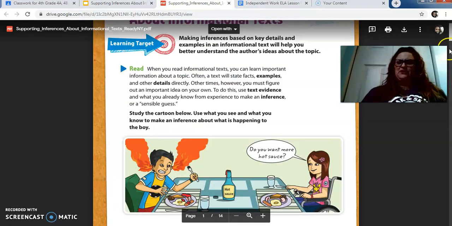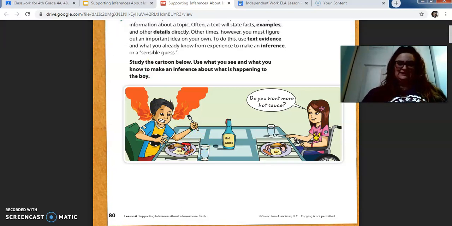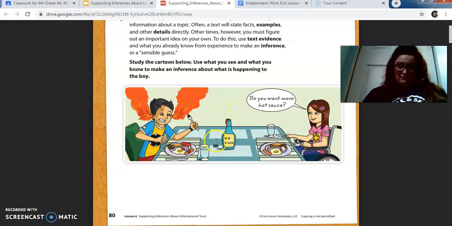So, perfect example. Look at this cartoon. So, just look at it real quick. The girl is saying, do you want more hot sauce? So, if I were to make an inference off of this, I use what I can see from the text. The girl is saying, do you want more hot sauce? There's hot sauce on the table with hot sauce coming out of the top and the lid is off of it. He's got, it looks like fire or smoke coming out of his ears. And he's got hot sauce all over his plate.